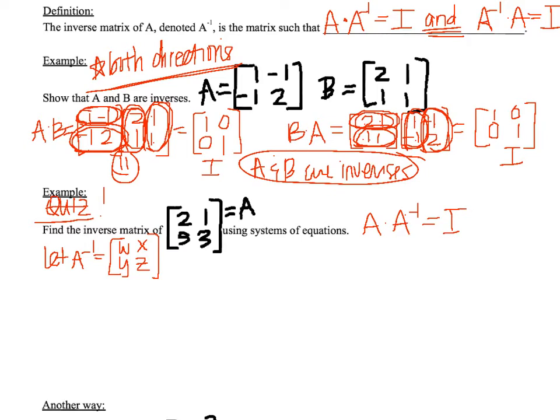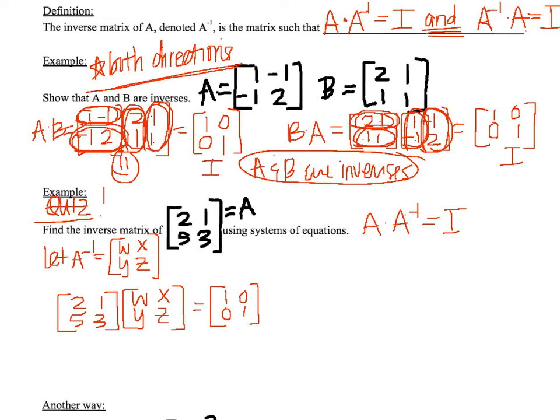Now I'm going to set up an equation. So I'm going to say my matrix A, [2, 1; 5, 3], times this matrix, the inverse, [W, X; Y, Z], should equal the identity. And because each has an order of 2 by 2, my identity will be a 2 by 2 as well. And I'm going to show that the multiplication will help me find the variables. So I'm going to write this down in 2 different places so that you can see.